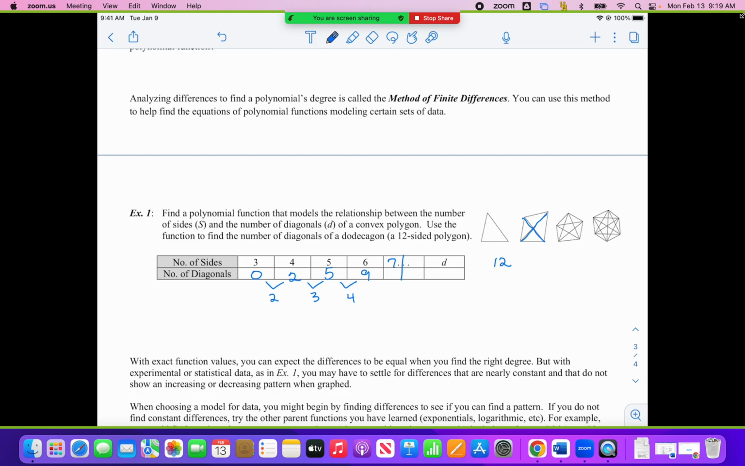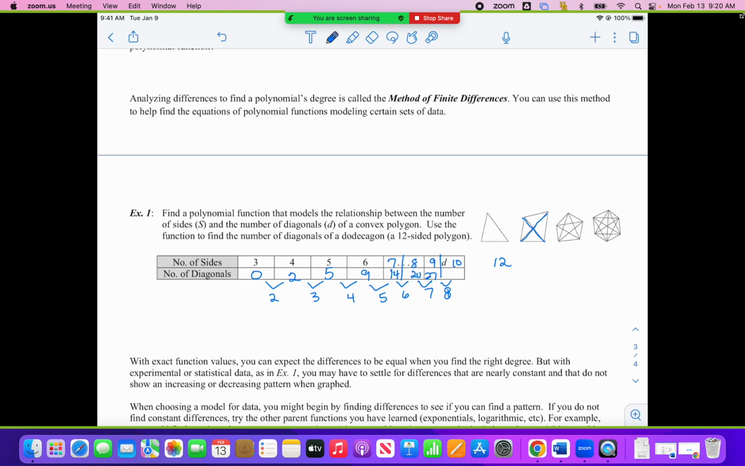So, Gabe, if I follow this pattern, what would be the number of diagonals for a 7-sided? 14. All right, so then William, if we keep going, how many diagonals would be for an 8-sided? 20. All right, let's keep going here. And then Nick, if I went to 9, well, how many would I have there? 27. All right, and Brennan, if I go to 10, how many would that be?